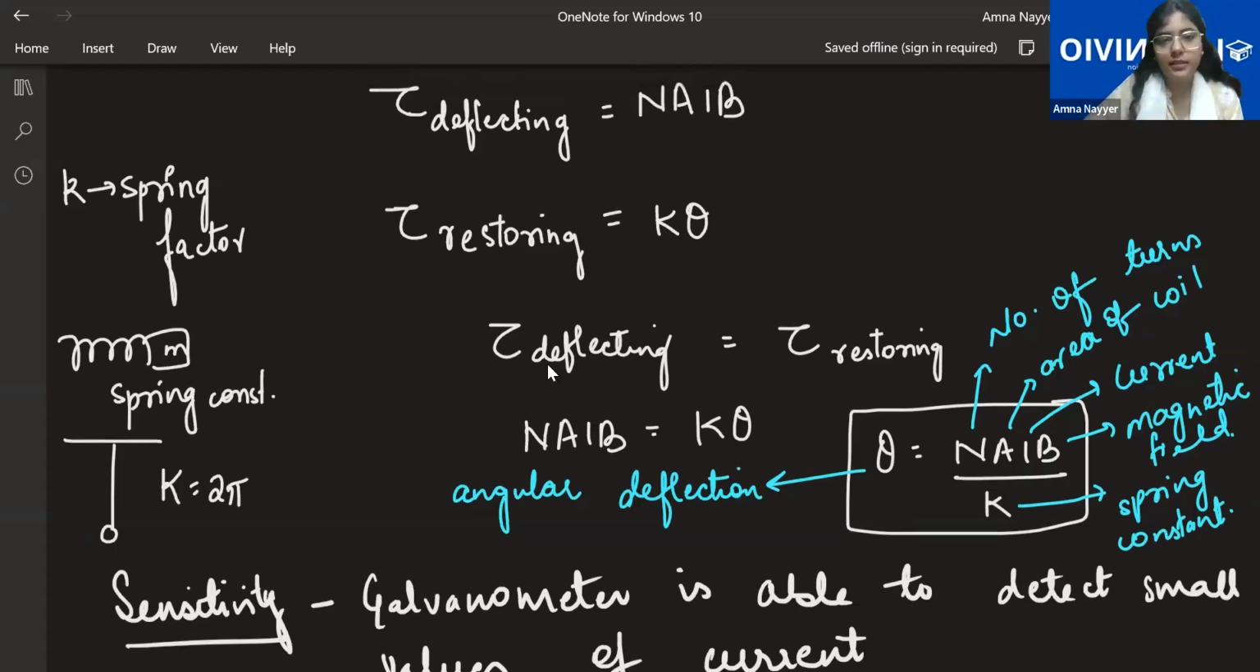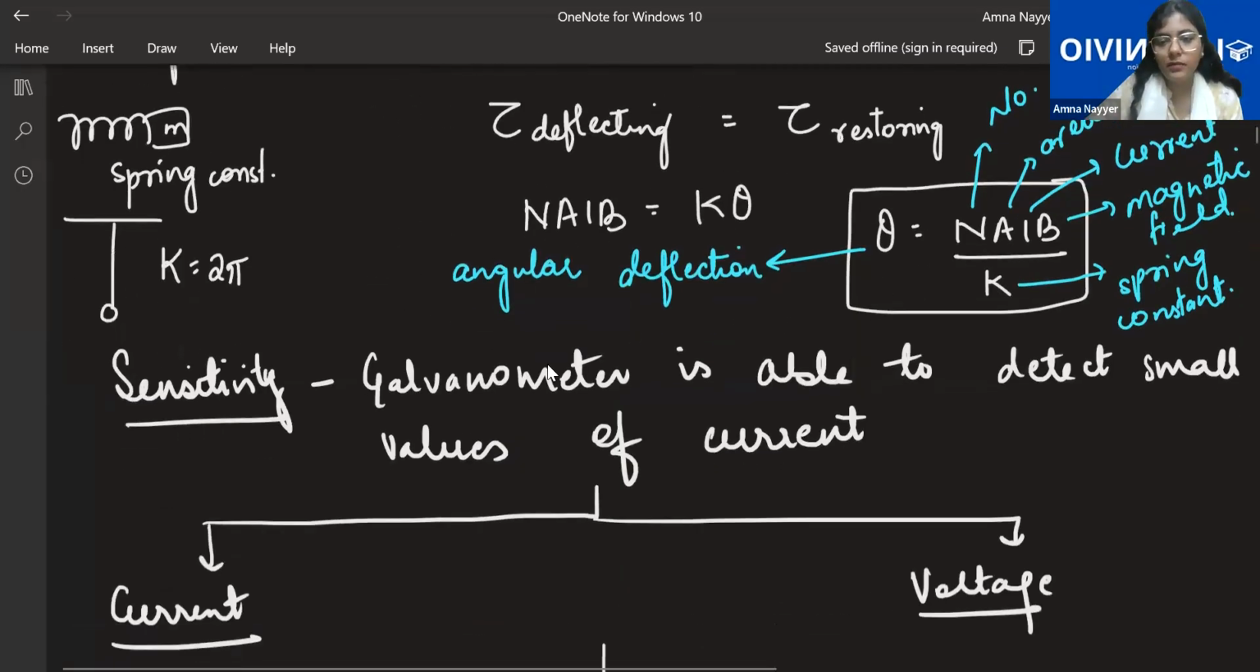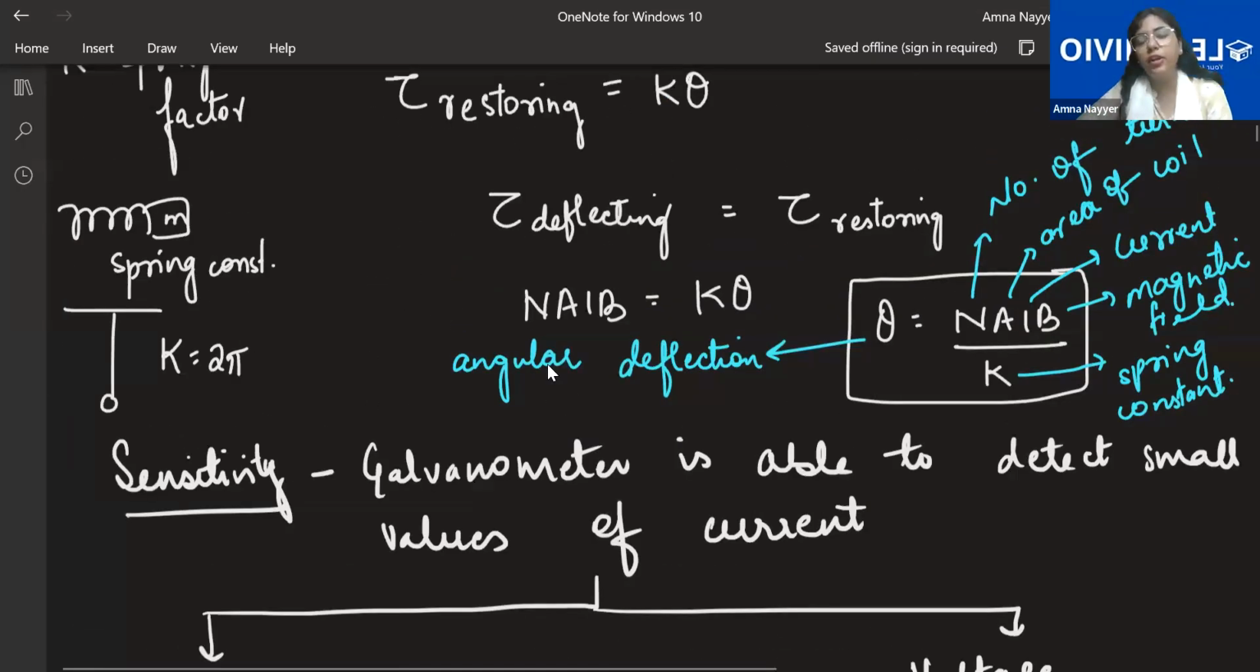Now, see, there is a term sensitivity of a galvanometer. See, usually we often use this term sensitive, right? Sensitive we use for people also. The person is sensitive. So what does this mean? That for a very small stimulus, the person is giving a reaction which is more than required, right? That is what is meant by sensitivity, that you are able to understand more than what is required.